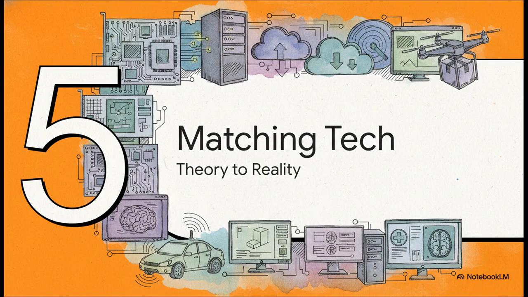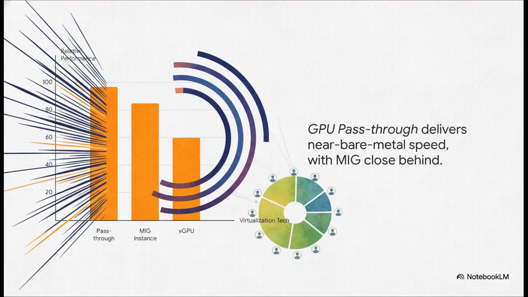Okay, enough theory. That's how the tech works. Let's talk about how this stuff actually applies to the real-world jobs you're trying to run. This chart does a really nice job of summing it up visually, especially for those compute-heavy tasks. Right at the top, you've got GPU pass-through, basically giving you bare metal speed. A MIG instance is just a step behind, giving you really strong but partitioned performance. And then you have vGPU, and its performance is variable, right? The more people you pack onto that shuttle bus, the slower the ride is for everyone.